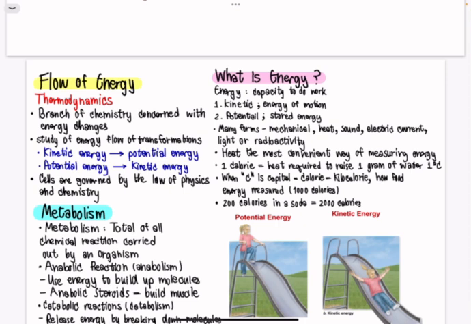One calorie is equal to the heat required to raise 1 gram of water 1 degree Celsius. When the C is capital, it equals a kilocalorie, or 1000 calories. That is how food energy is measured. For example, 200 calories in a soda is 200 kilocalories, or 200,000 calories.